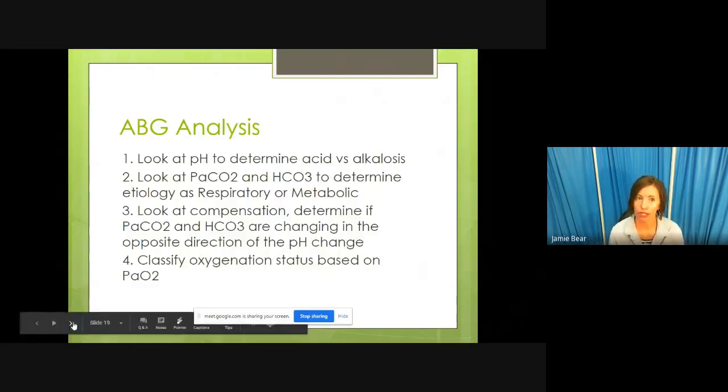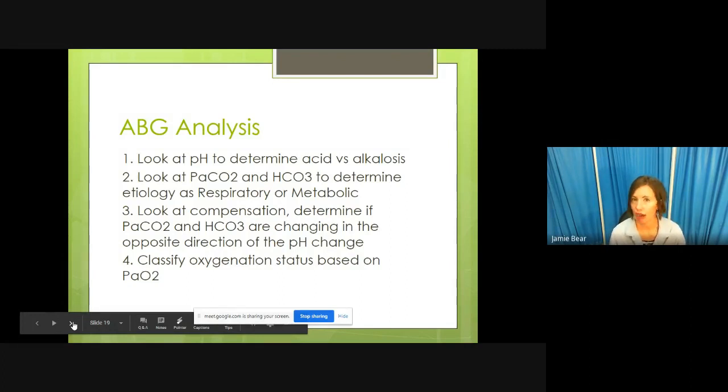So when we're looking at arterial blood gas analysis, the first thing we want to do is look at our pH to determine, is it an acidotic or is it an alkalotic blood sample? Then we'll look at our PaCO2 and our bicarbonate to determine, is the etiology of the acid-base disorder either respiratory or metabolic, meaning is the PaCO2 or the bicarbonate level out of range, pushing that pH level out of range.